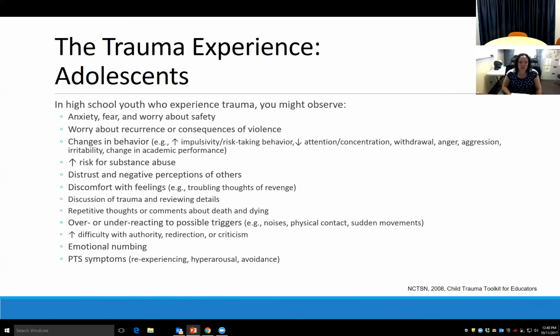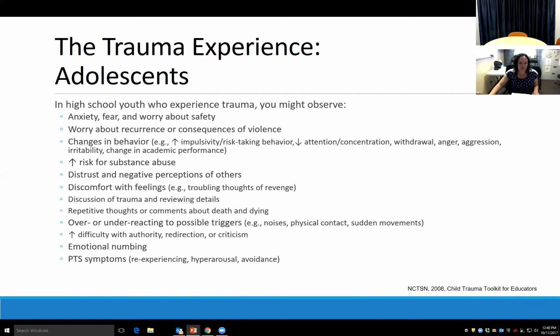Concentration difficulties, withdrawal, irritability. We might see distrust and negative perceptions of others. Again, the discomfort with feelings, discussion of the trauma, and repetitive thoughts related to the trauma and also mortality. Again, reactions either over or under to triggers. We tend to see more issues with authority, redirection, or criticism again. And similarly to the other two age groups, emotional numbing and PTSD symptoms.